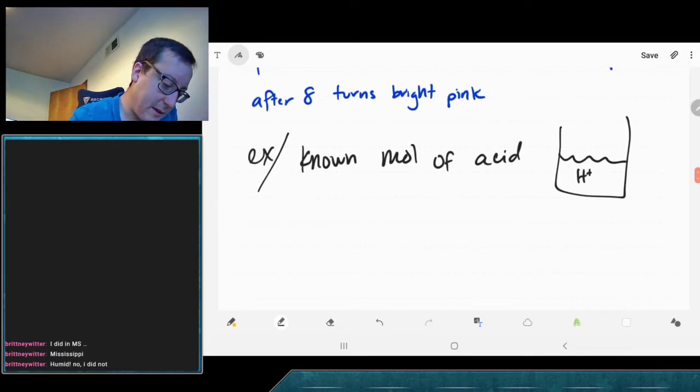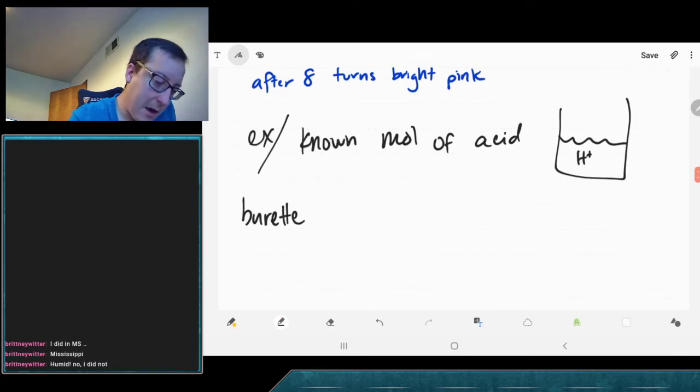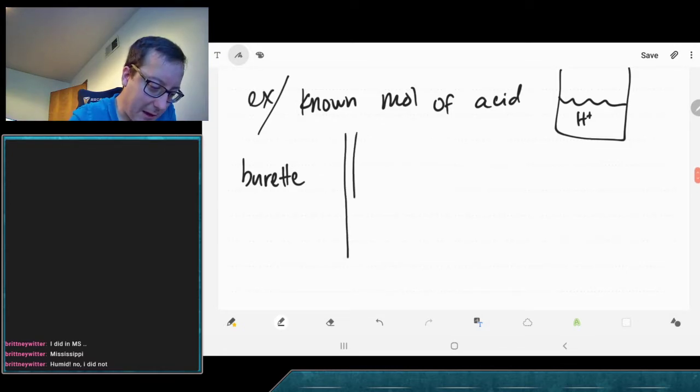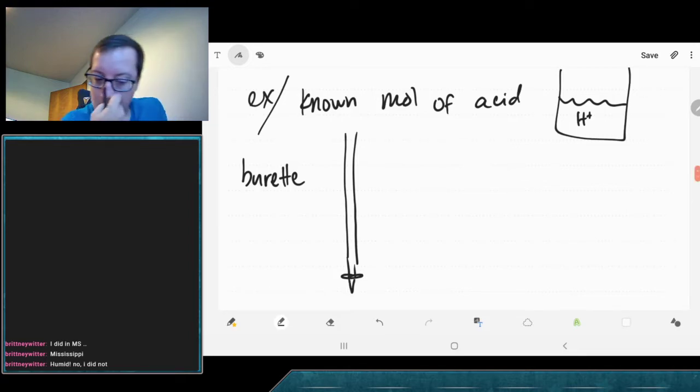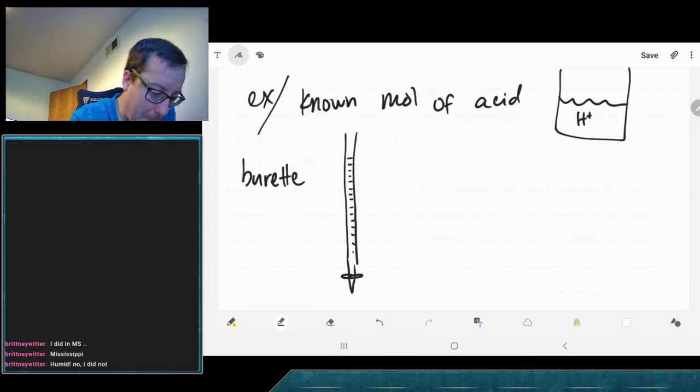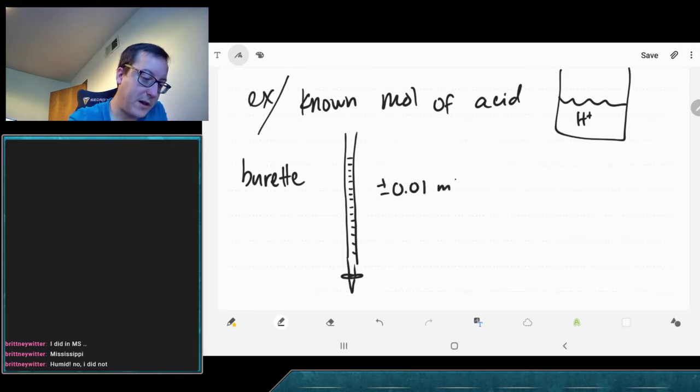What we can do is, there's a piece of equipment called a Buret. And that is basically a long, thin tube that has graduations on it. And these graduations are such that you should read to 0.01 mL. So these are pretty specific instruments. You're usually going to get about 4 sig figs out of using these. So these are pretty useful things.